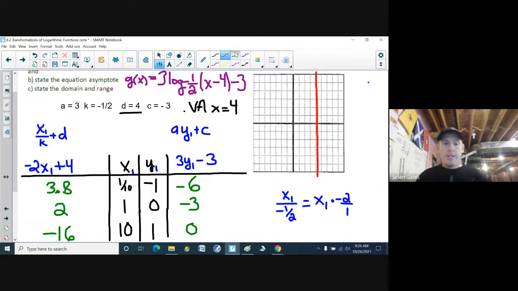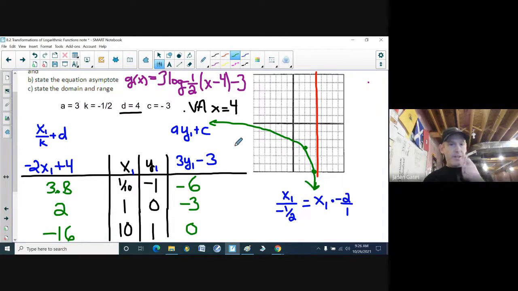There we go. Plotting my points. 3.8, negative 6. Right at the bottom here. Then 2, negative 3. And then I've got negative 16, 0. That's way out here somewhere, but at 0. So this thing is going to go just like that. Somewhere out there, it's going to hit my 16.